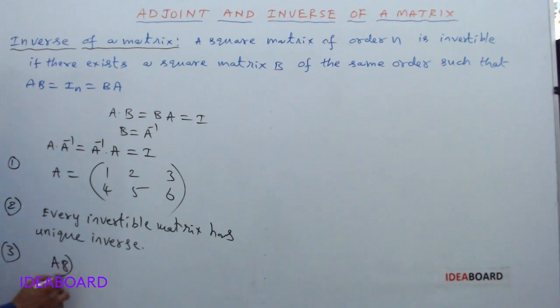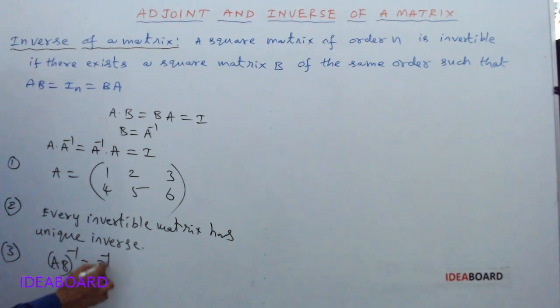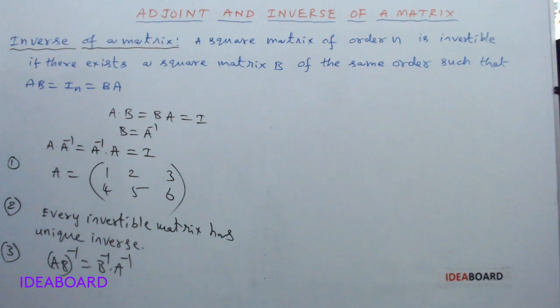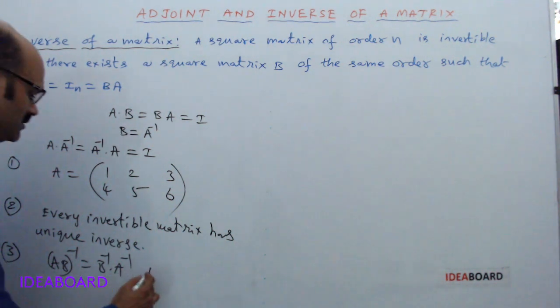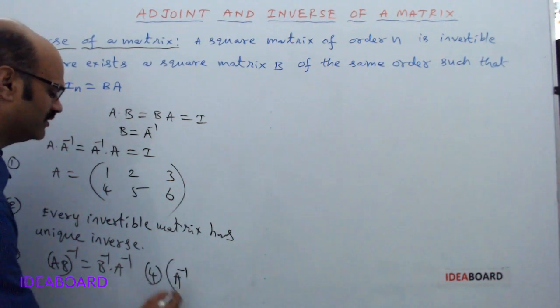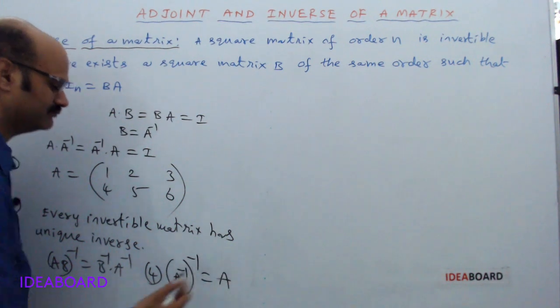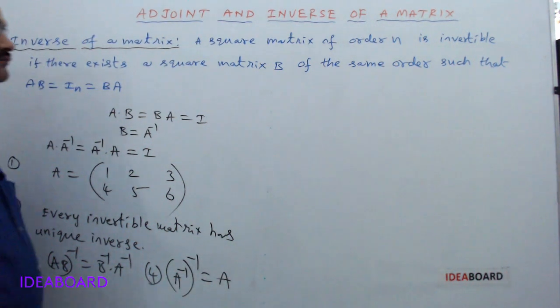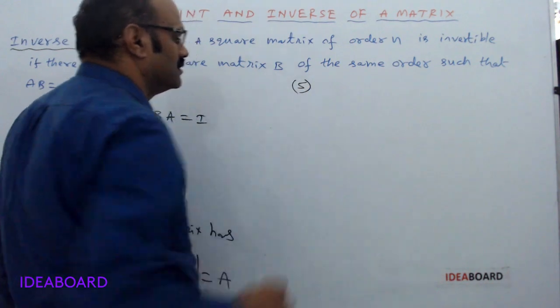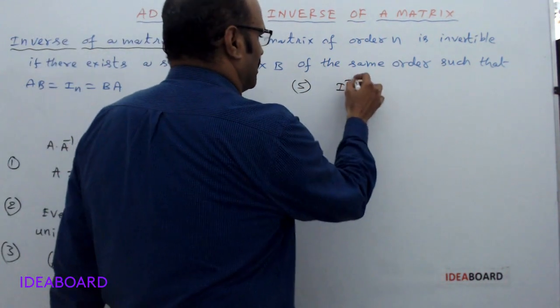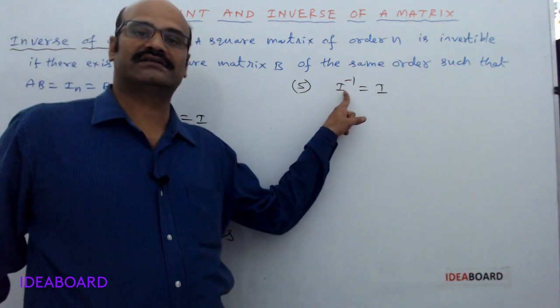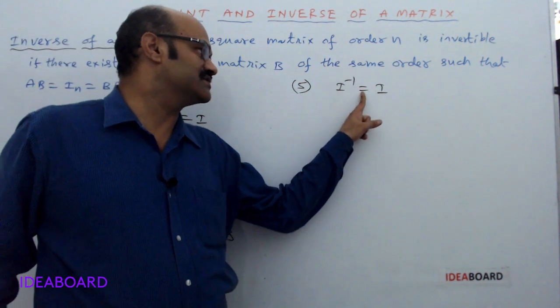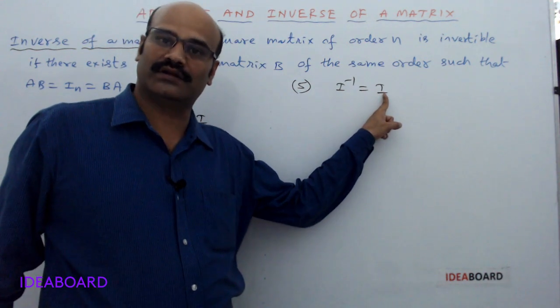AB whole inverse is always equal to B inverse into A inverse. A inverse whole inverse equal to A. I inverse is always equal to I only. If you find the inverse of the identity matrix, we always get the identity matrix only.